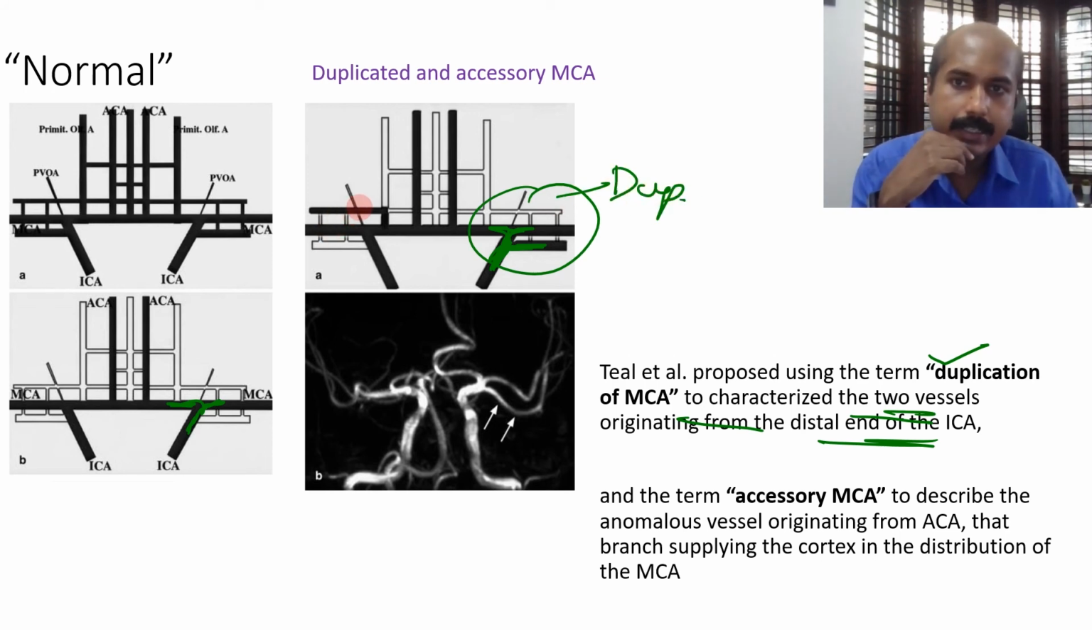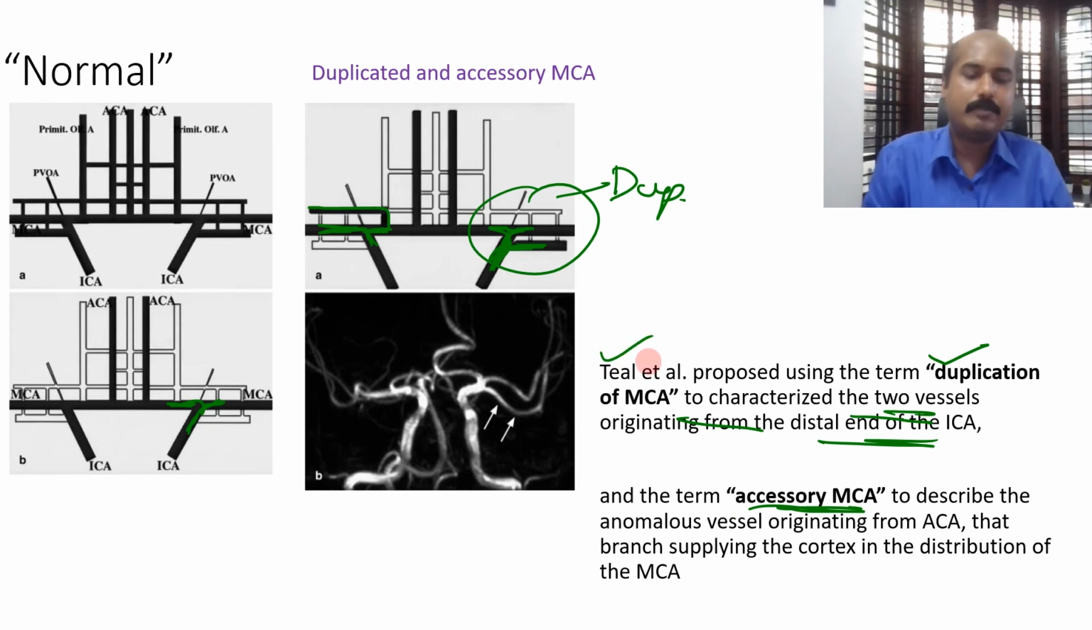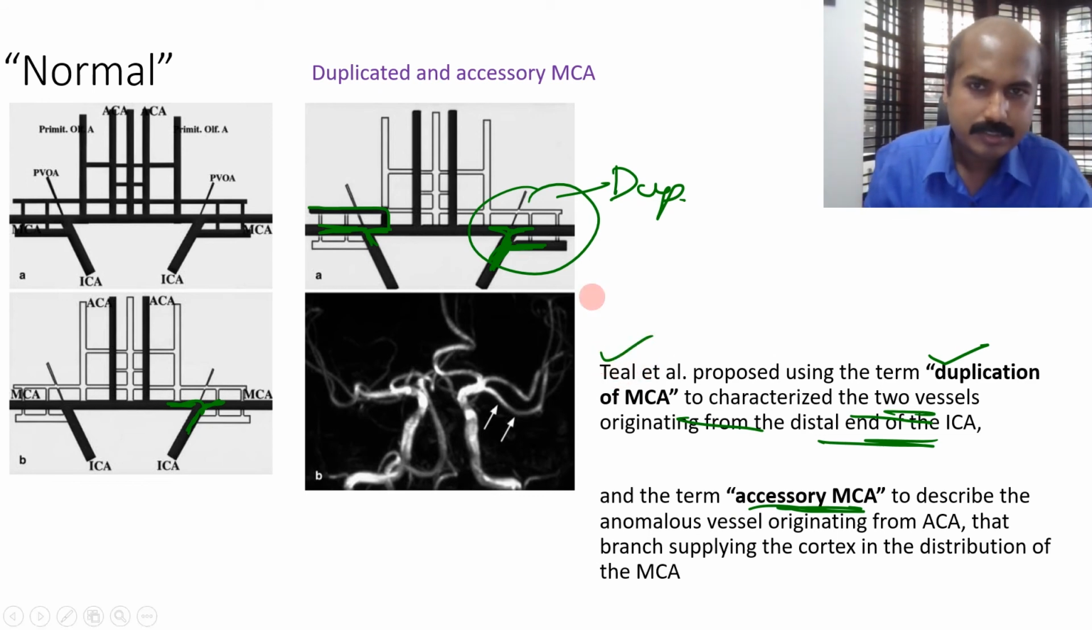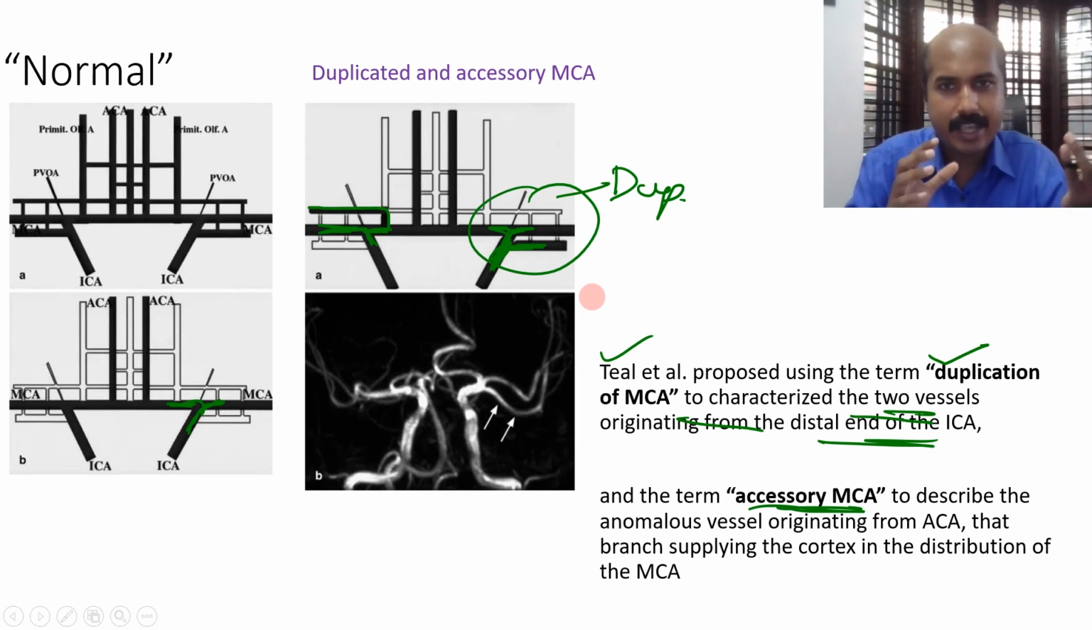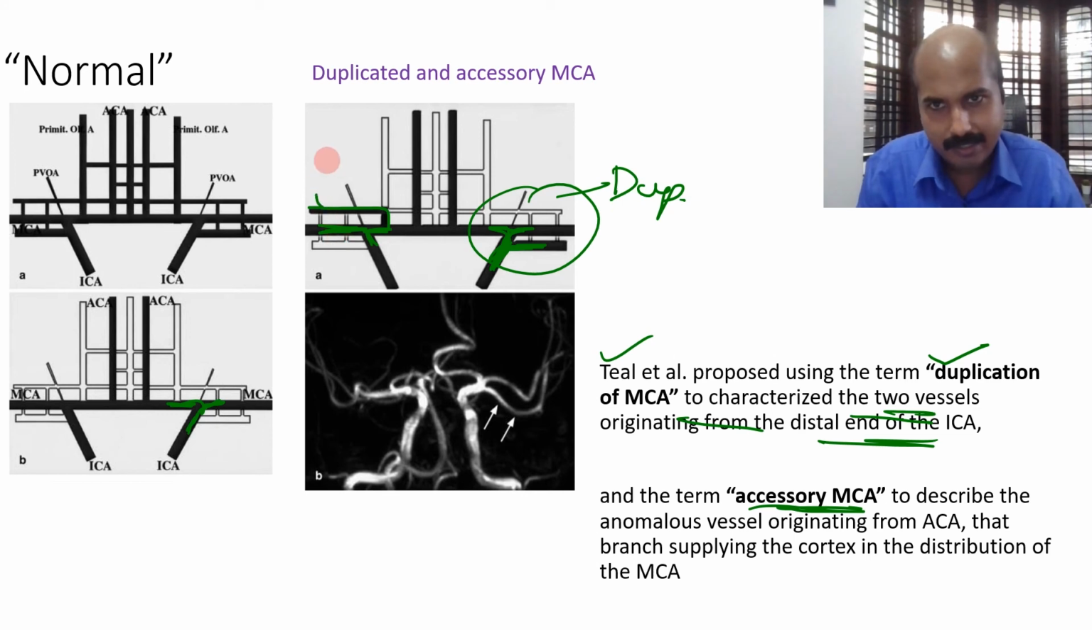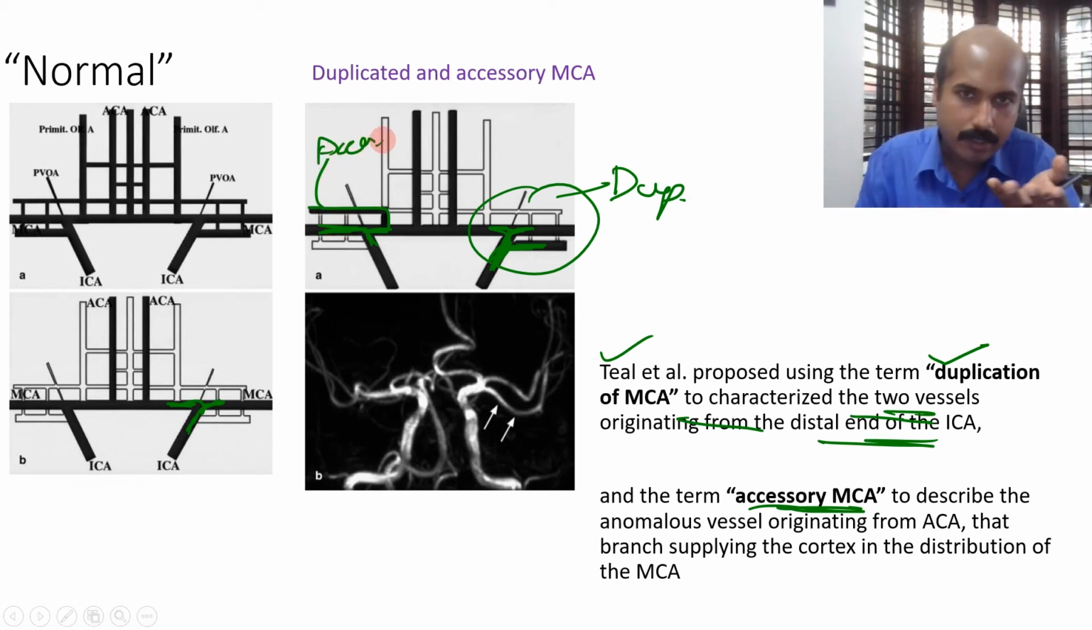Okay, and on this side you can see that the internal carotid divides into MCA and ACA, and from this ACA you can see another branch is given off, and that is called an accessory MCA. Now this definition is given by T et al. This is a working definition. There are other definitions also if you look in the literature. But anyway, the importance is that this may be supplying the anterior frontal aspect. For example, this accessory MCA may be supplying the anterior frontal lobe.